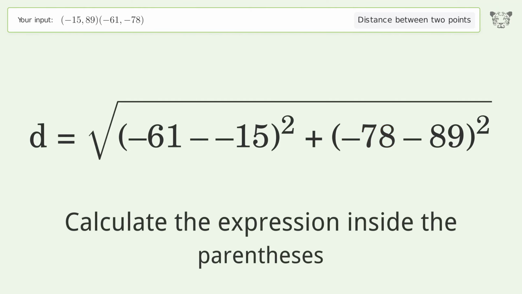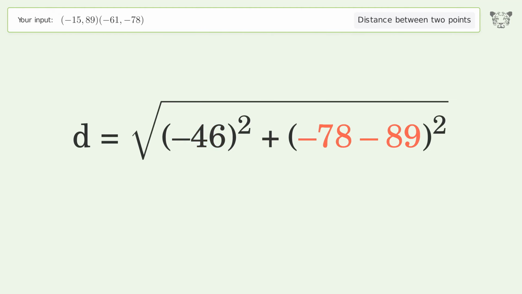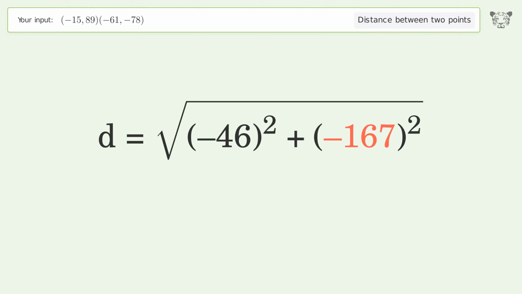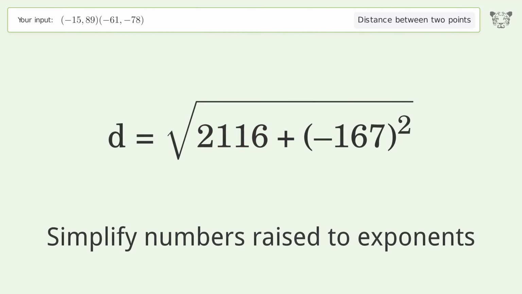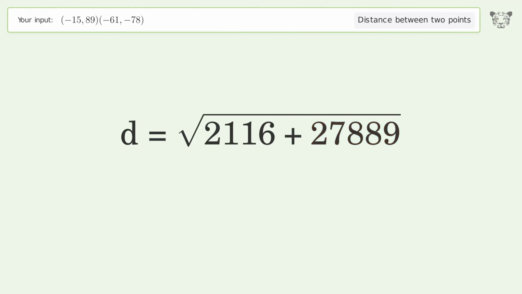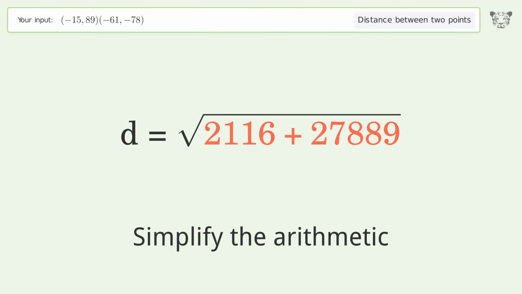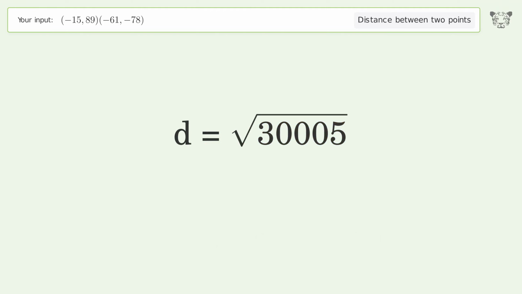Calculate the expression inside the parentheses. Simplify numbers raised to exponents. Simplify the arithmetic. And so the distance between the 2 points is the square root of 30,005, or 173.22.